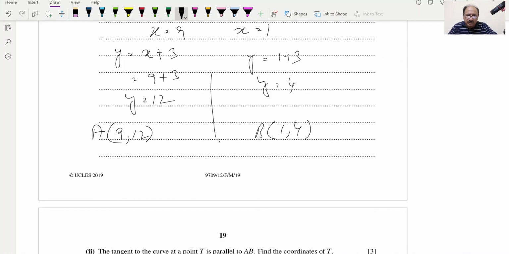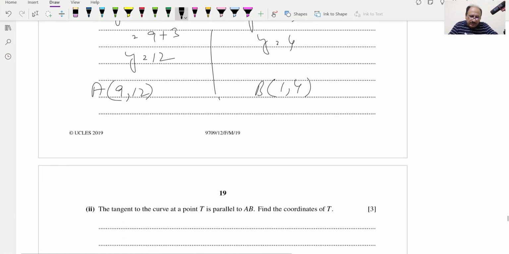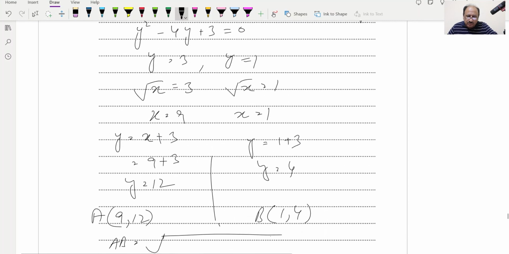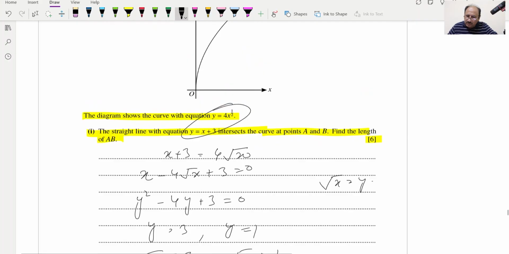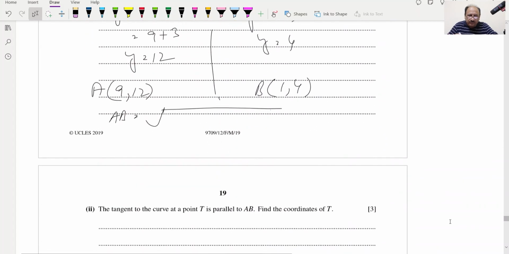So these are the points which we found. And AB length, AB will be what? AB will be x coordinates square. So they are saying find the length of AB. So it will be length formula.